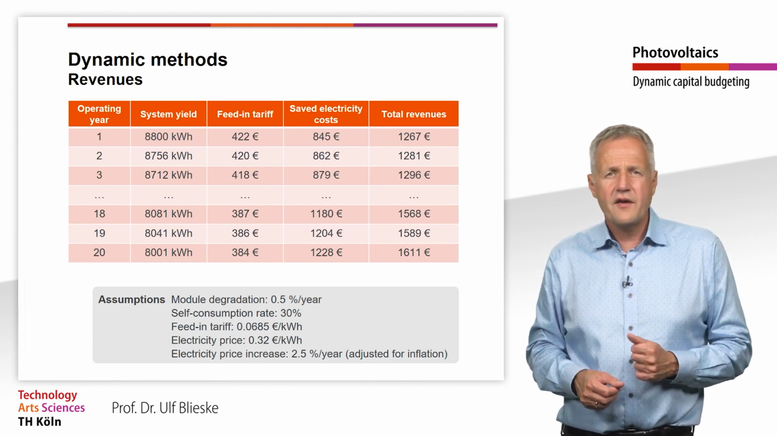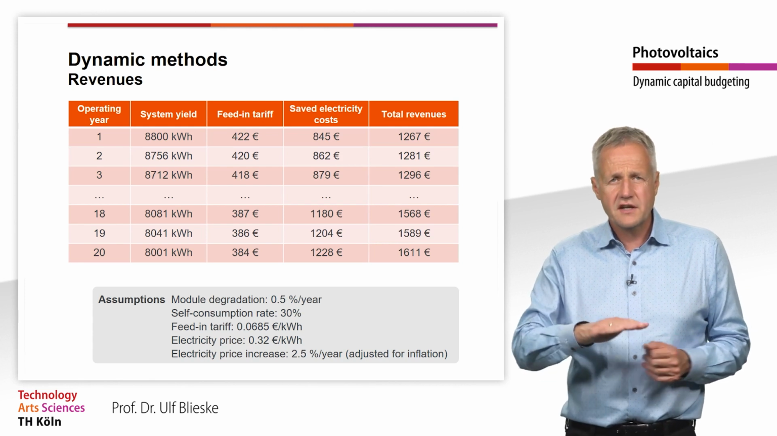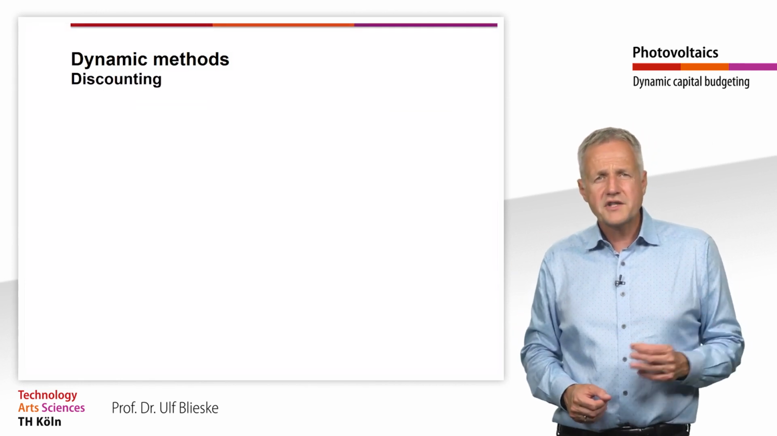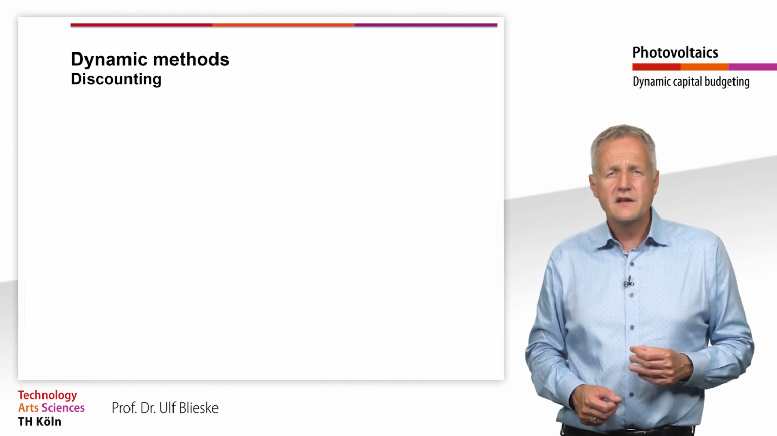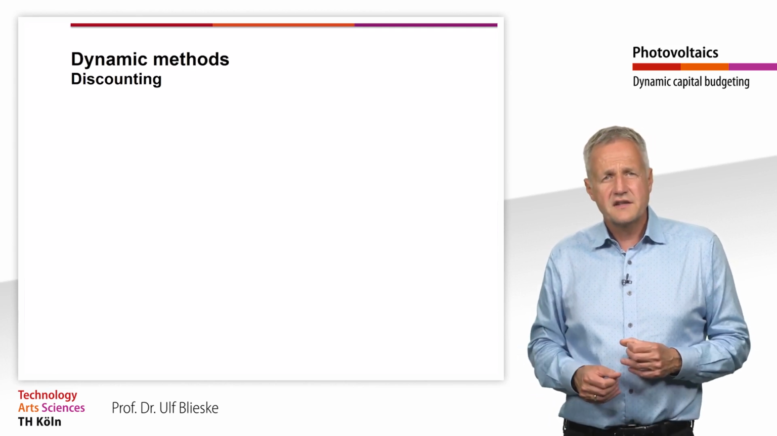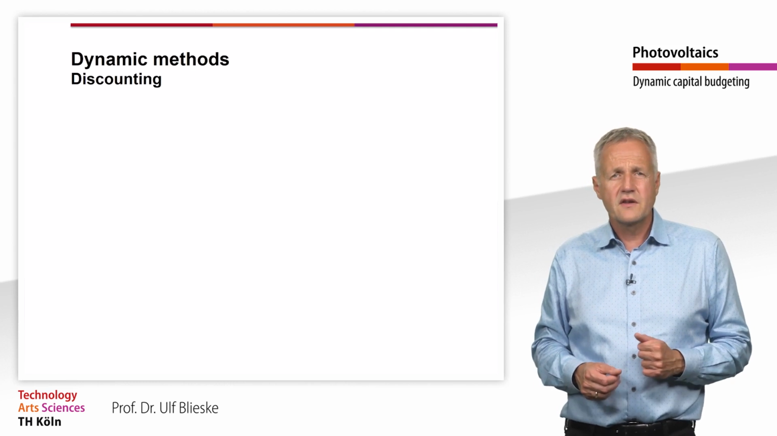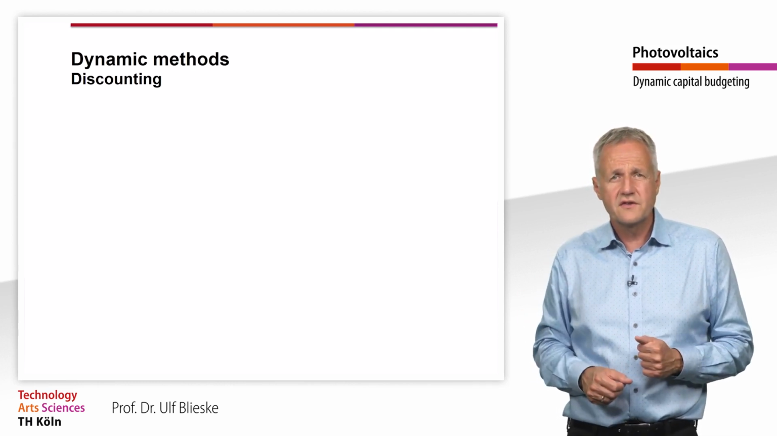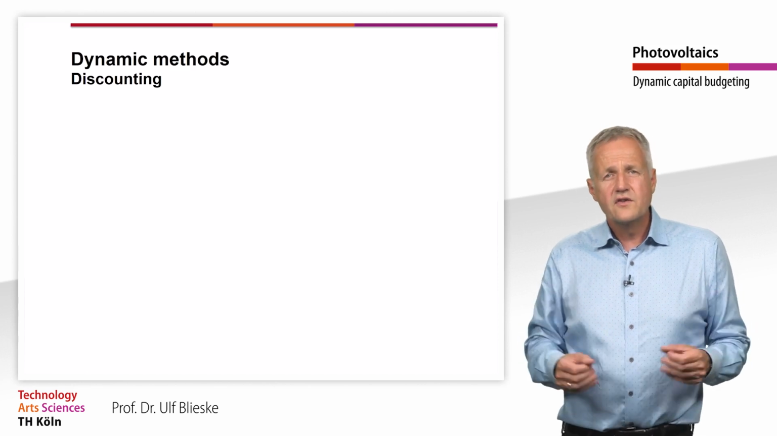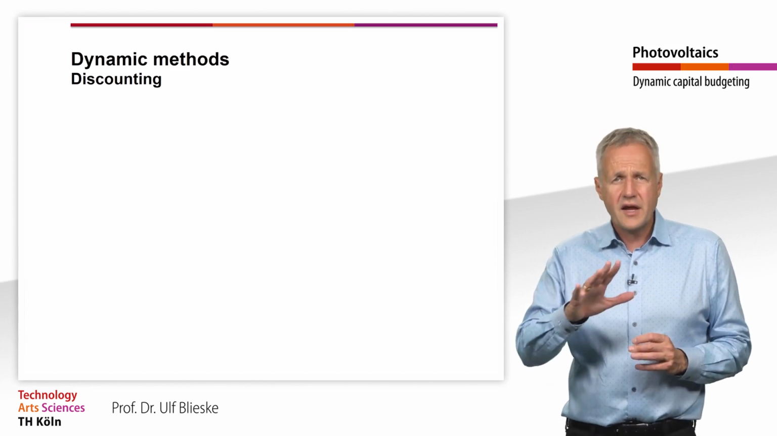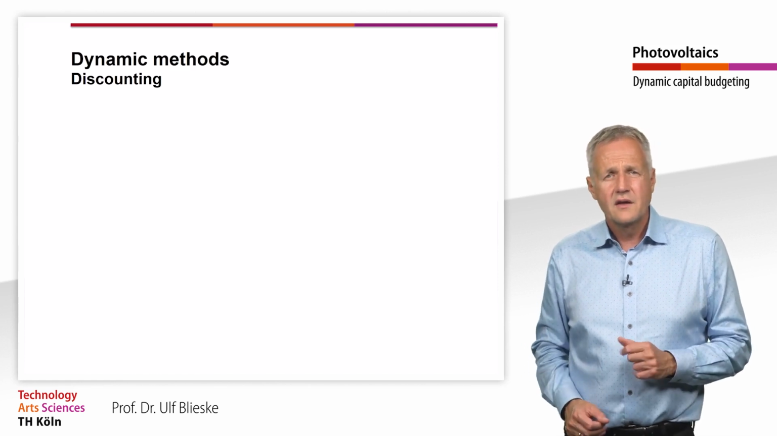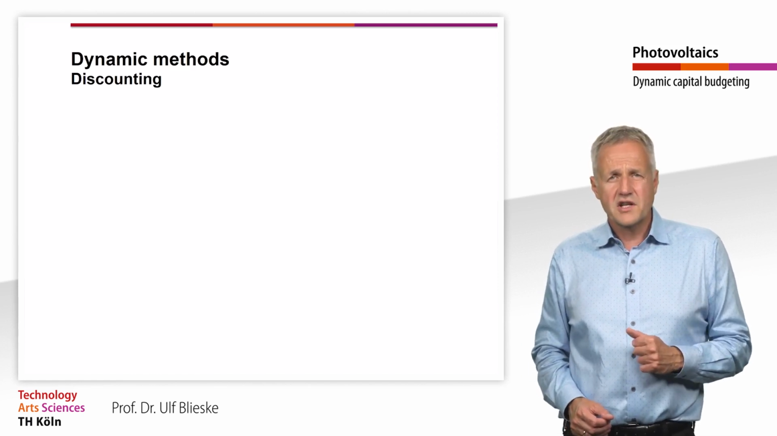So now we have calculated the expected future income of our PV system. But as I've already mentioned, the time value of money is also taken into account in the dynamic methods. For this purpose, the so-called discount rate is usually used. It is used to discount payments in the future to the present value of money. But what does discounting mean?